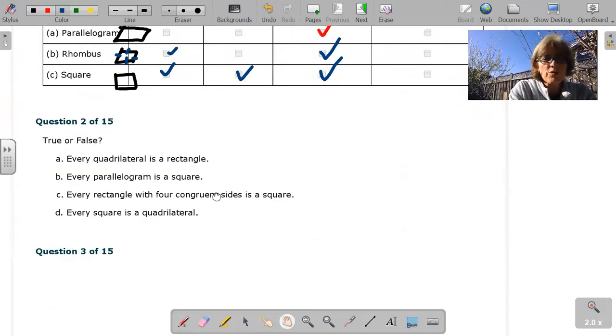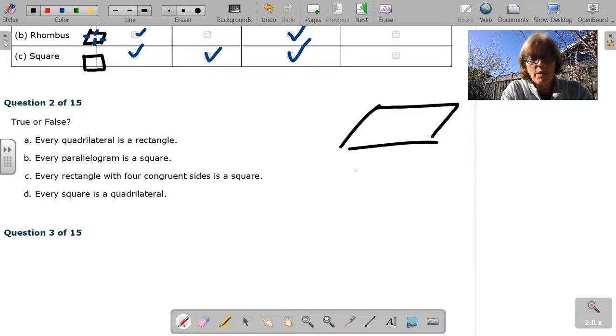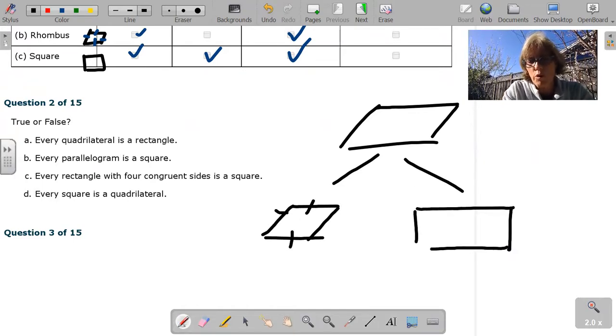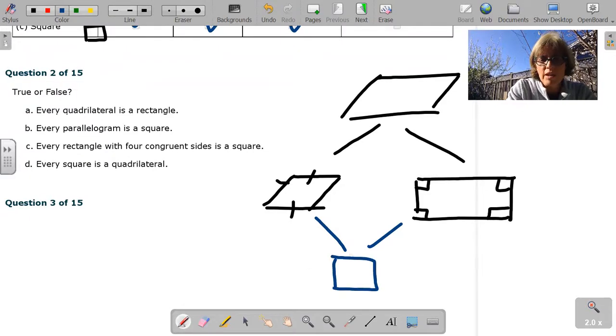For this problem, the true and false, it's best to have the quad family tree. So here is a quadrilateral and then a parallelogram. If you have all equal sides, it's a rhombus. If you have 4 right angles, it's a rectangle. And then if we have both qualities, a rhombus and a rectangle, it is a square. Now, keep this family tree close, then answer the questions.